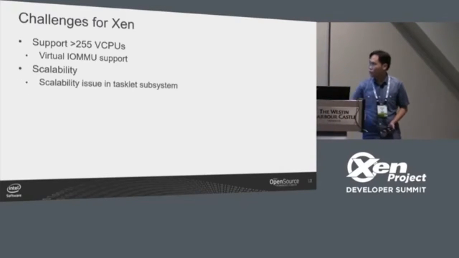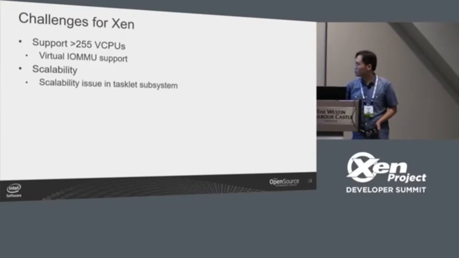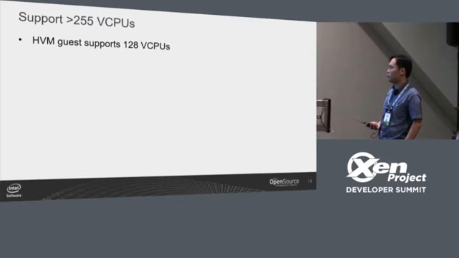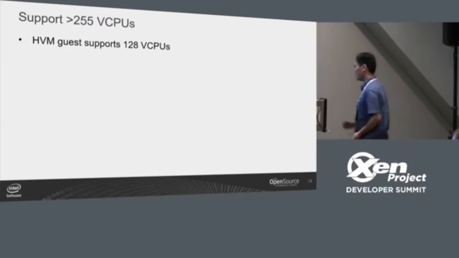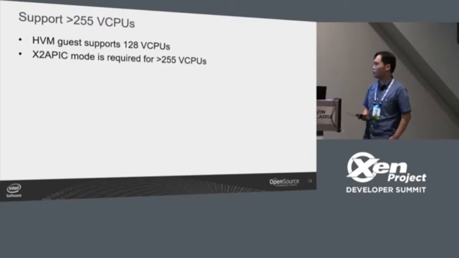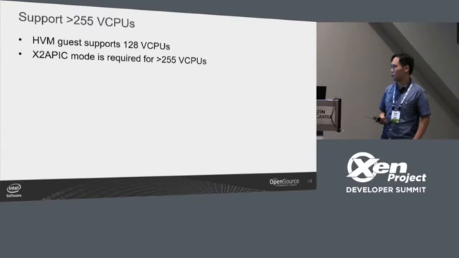Supporting such a huge VM brings some challenges. The first challenge is to support more than 255 vCPUs. Now HVM just supports 128 vCPUs. To support more than 255 vCPUs, it requires x2APIC mode. Legacy xAPIC mode just supports an 8-bit APIC ID, which limits the vCPU numbers. It can support 255 vCPUs at most, since one APIC ID is reserved for the broadcast ID.